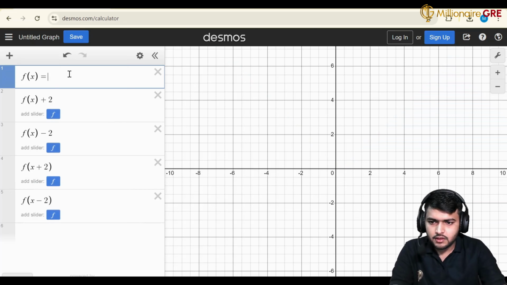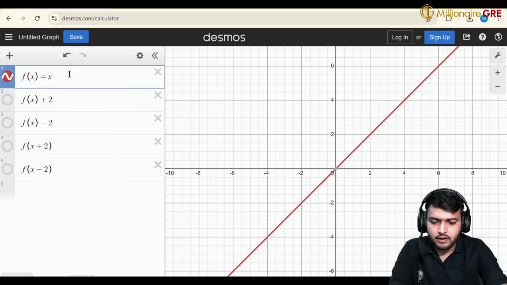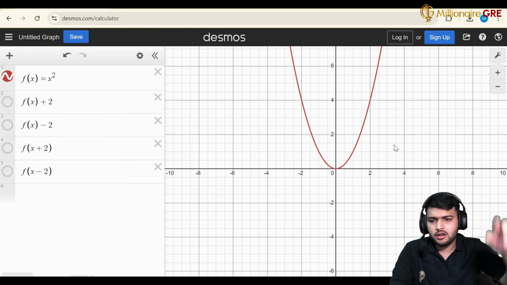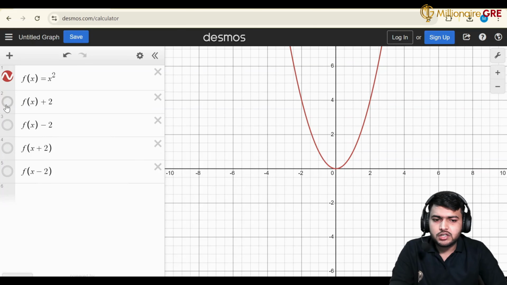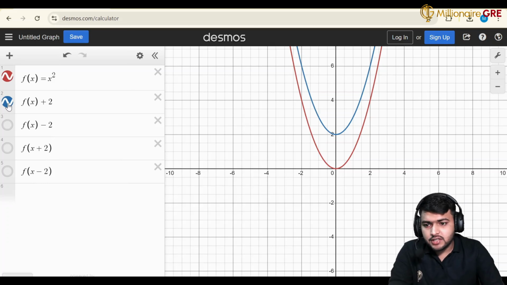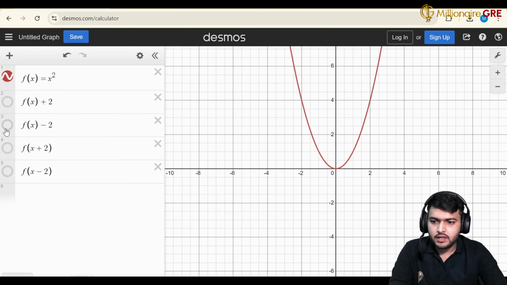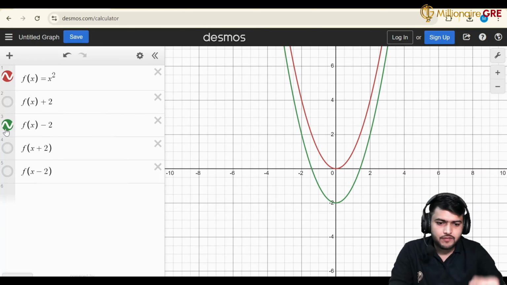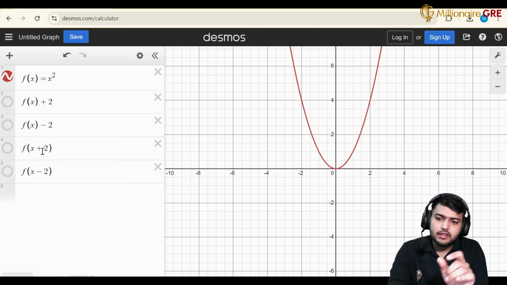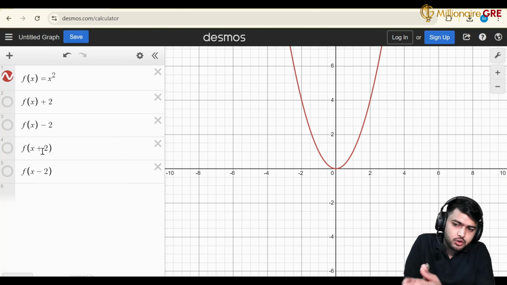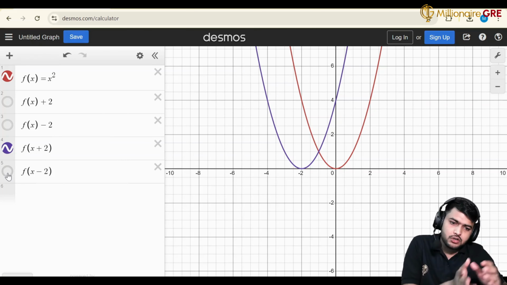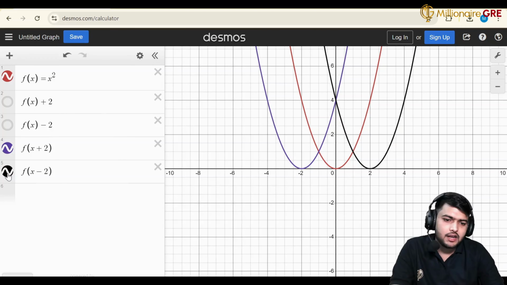For instance, let's take x square. x square, you can see it passes through (0, 0). It's a parabola. When we add a constant, it shifts upwards. Now these two graphs are completely identical. It's just that the blue one is 2 units upwards. Similarly, subtracting should shift it downwards, and that is what happens. Adding a constant inside the bracket should shift it 2 units to the left. That is exactly what happens. And then subtracting inside the bracket should shift it to the right. And that is exactly what happens again.